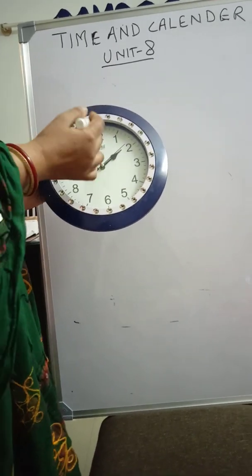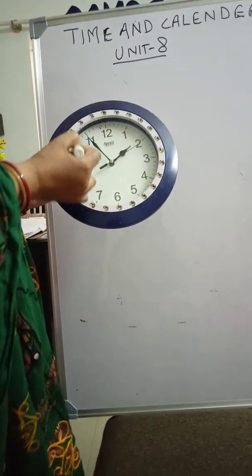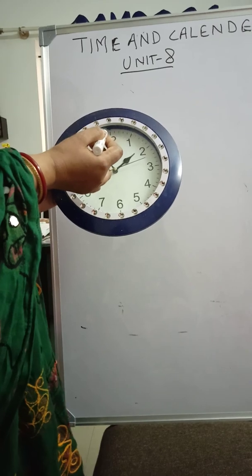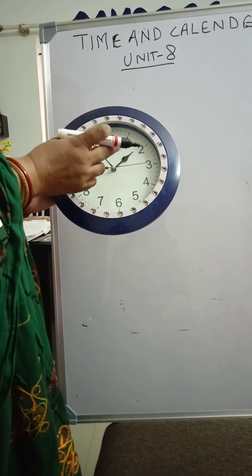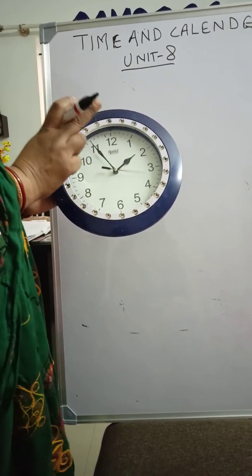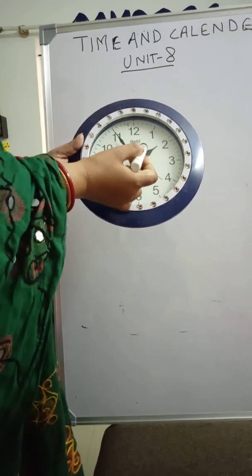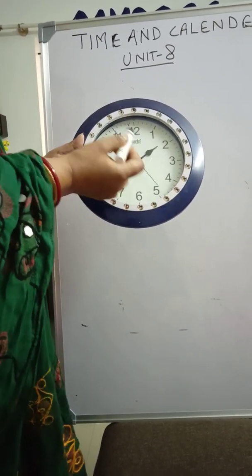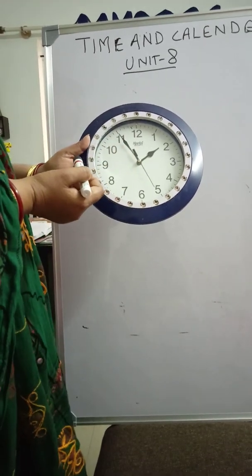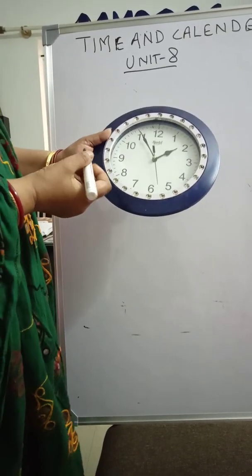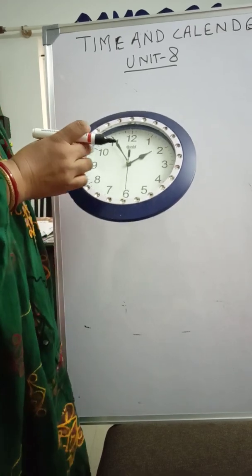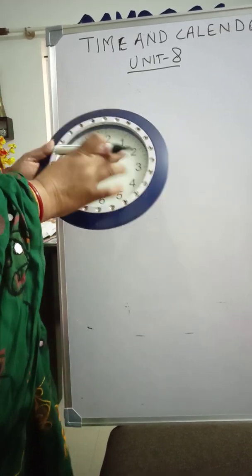How many minutes does the minute hand take to complete one rotation? It is 60 minutes. So there are 3 hands: the short hand, the hour hand, the minute hand, and the second hand. You have learned this, and you have also learned the time, which I will discuss later.